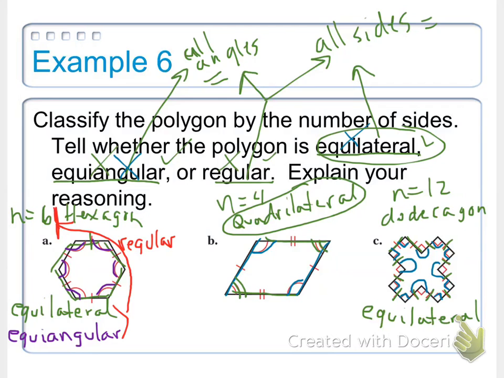It is not equiangular. So all we can do is say that it's an equilateral dodecagon. And since it's not equiangular, we know it's not regular because it has to have all of them the same. So it's only equilateral.